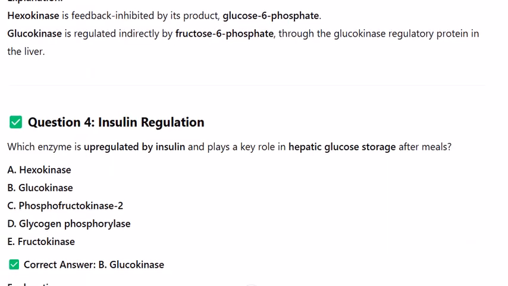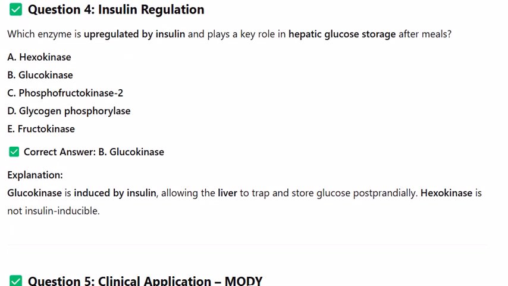Question 4. Insulin regulation. Which enzyme is upregulated by insulin and plays a key role in hepatic glucose storage after meals? A. Hexokinase. B. Glucokinase. C. Phosphofructokinase 2. D. Glycogen phosphorylase. E. Fructokinase. Correct answer, B. Glucokinase. Explanation: glucokinase is induced by insulin, allowing the liver to trap and store glucose postprandially. Hexokinase is not insulin-inducible.